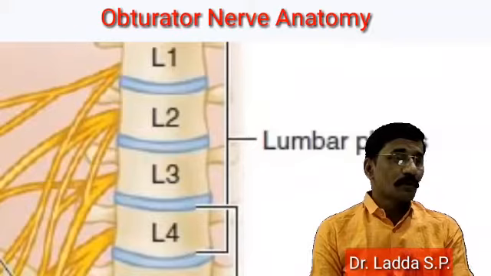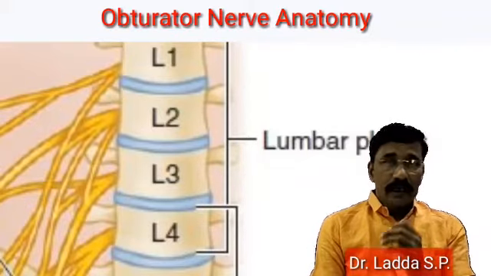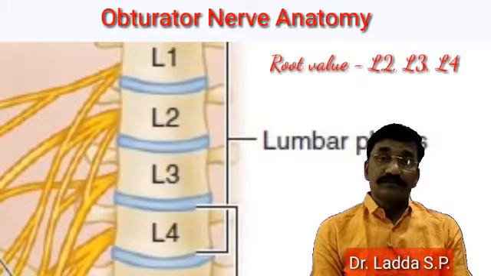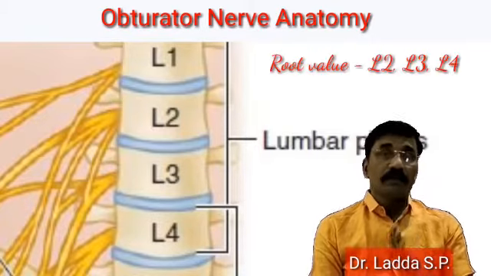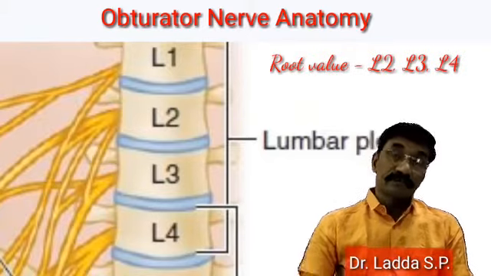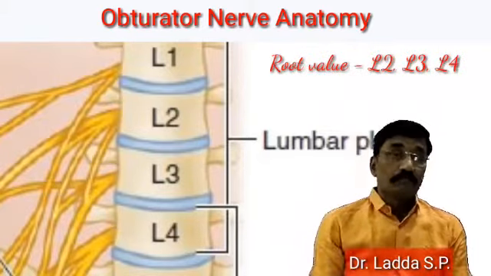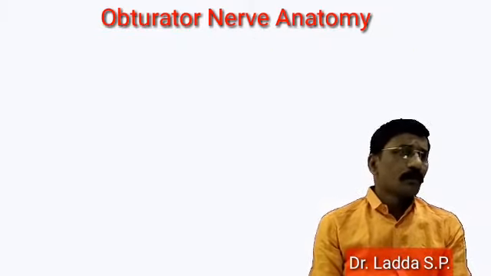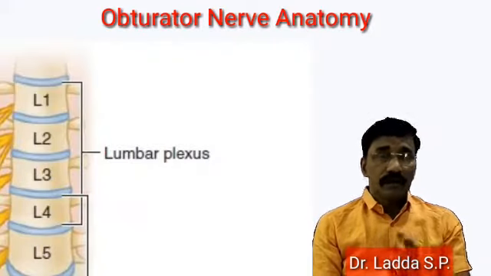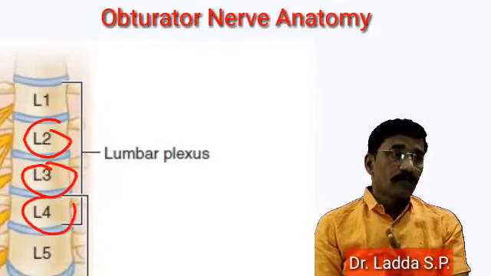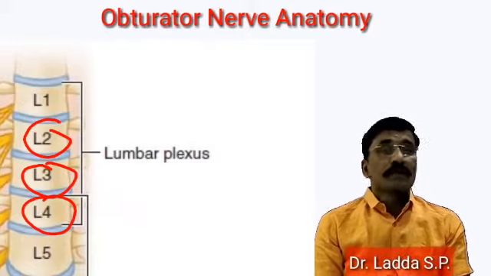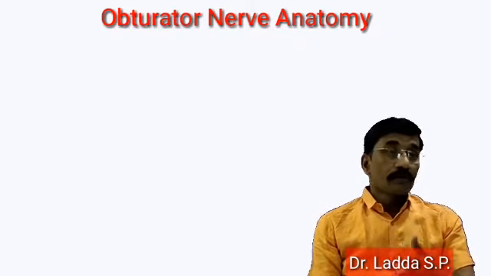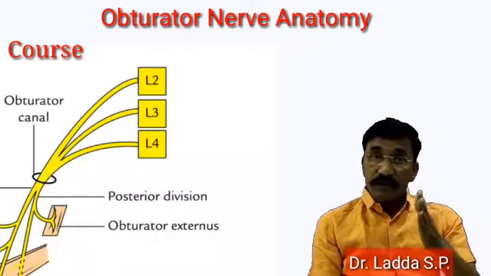The lumbar plexus is formed by L1, L2, L3, L4 anterior divisions. L1 means lumbar 1, lumbar 2, lumbar 3, lumbar 4 anterior divisions, including T12 of the anterior division. Among these divisions, the obturator nerve arises from the anterior divisions of L2, L3 and L4 segments of the spinal cord. Now this is the introduction of the obturator nerve. Now our role is to write down the course.